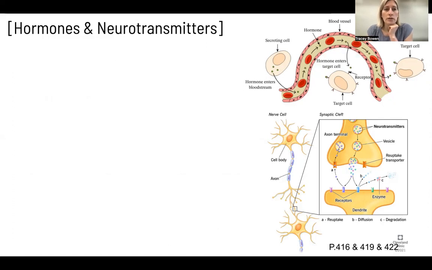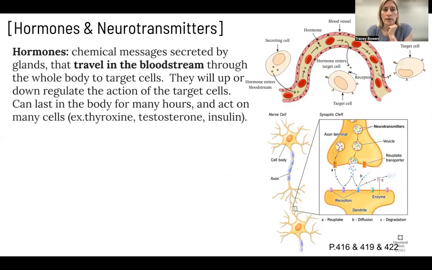So with hormones, we have hormones and neurotransmitters. Hormones are chemical messages that are secreted by the glands, and they travel in the bloodstream through the whole body to the target cells, and they will up or down regulate the action of the target cells, so make it happen more or make it happen less. And they can last in the body for many hours and act on many cells. So examples of hormones might be thyroxine, testosterone, or insulin. Insulin we've already learned about.